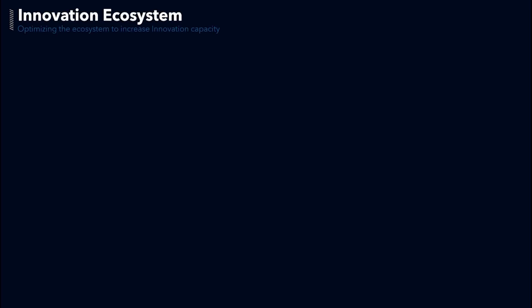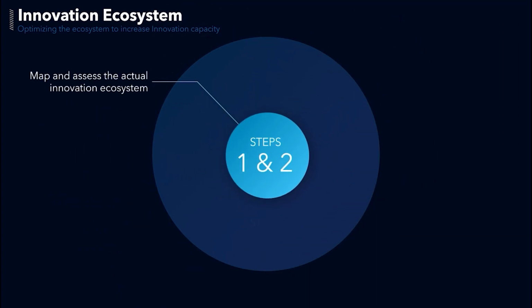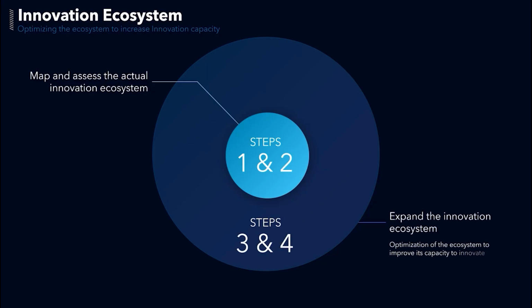Optimizing the ecosystem to increase innovation capacity can be divided in 2 parts. Steps 1 and 2 involve mapping and assessing the current innovation ecosystem, while steps 3 and 4 include optimizing and expanding the ecosystem to improve its capacity to innovate.